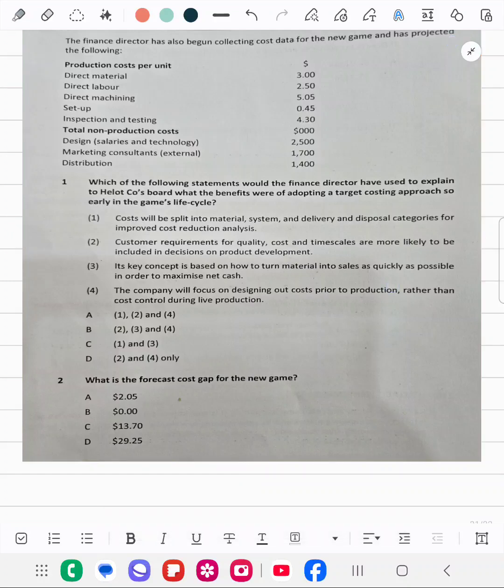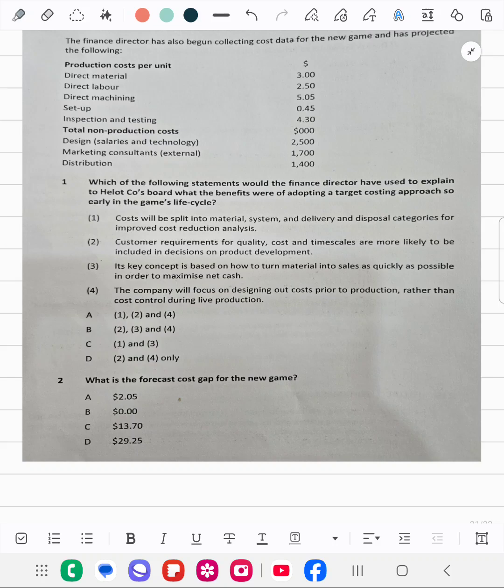Then the second is customer requirement. Customer requirements for quality, cost, and timescale are more likely to be included in decisions on developing a new product. It is a very obvious answer, yes, because while developing a product you will obviously take care of the quality, cost and timescale, and most of the design and development decisions are taken at the very first stage of the product life cycle. So when we start producing a unit, these are the factors which are given importance.